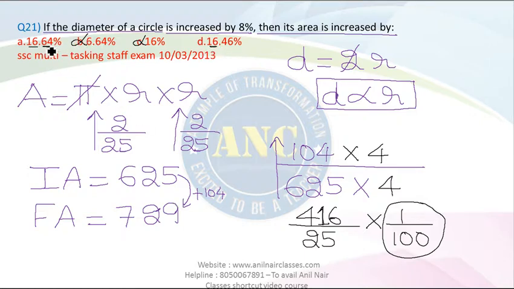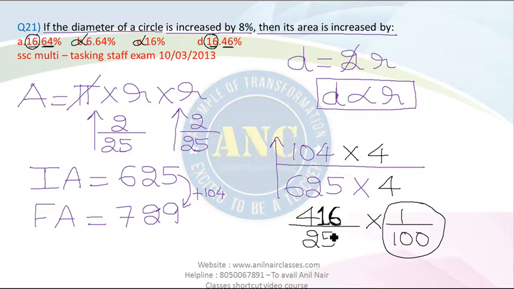Should it be less than 0.5 or greater than 0.5? Now 25 into 16 is 400. Correct, right, sir? That means definitely this whole number 16 should come. There is no doubt about it. Now, another 16 is remaining. 16 divided by 25 I am calculating.